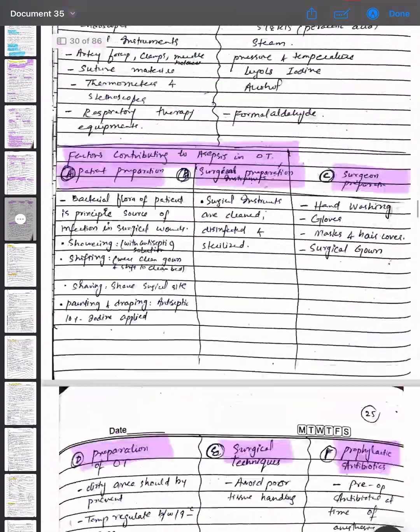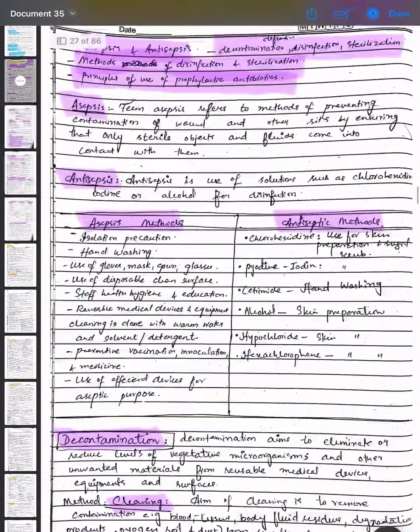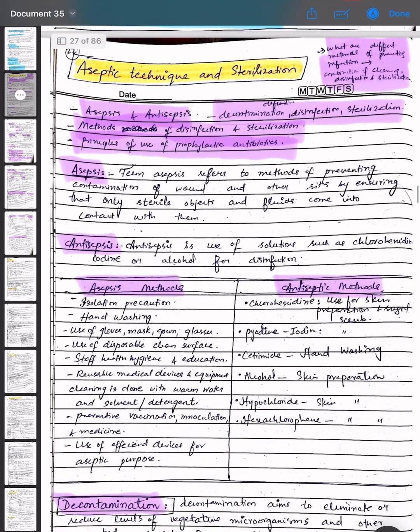So what we have discussed in this chapter, this is the chapter of aseptic technique and sterilization. What are the important things to learn? It is asepsis and antisepsis, the definitions of decontamination, disinfection and sterilization, the methods of disinfection and sterilization, and principles of use of prophylactic antibiotics.